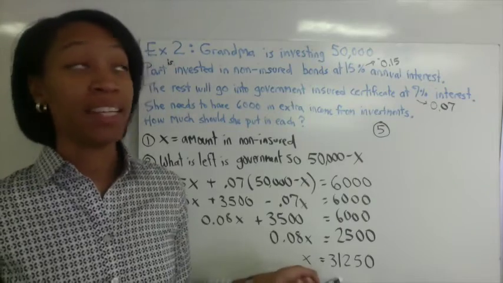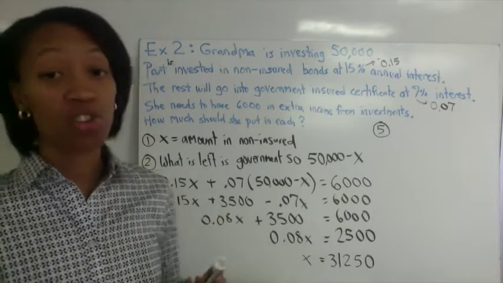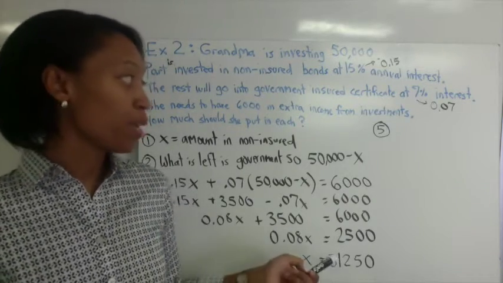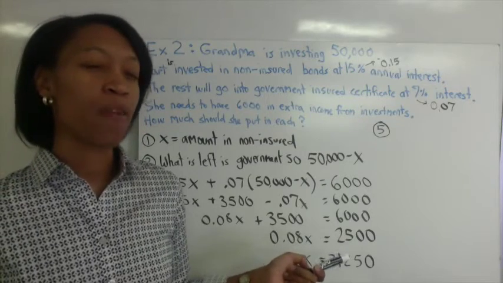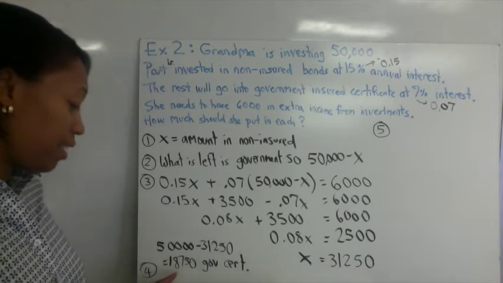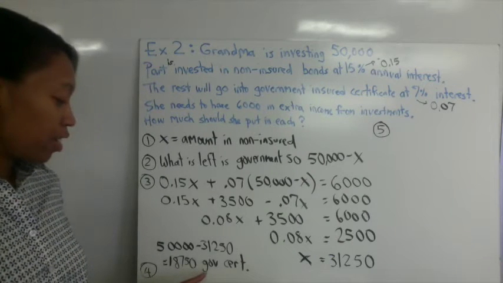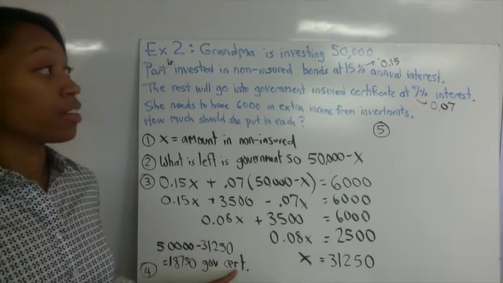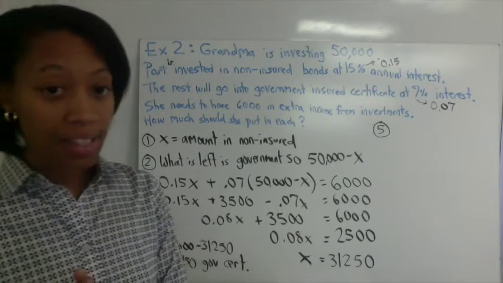Now, if that much money is invested in the non-insured bonds, then how much money would be left to put into the government certificate? Let's subtract off. Leaves us 18,750 to invest in the government certificate. So we've got some answers.